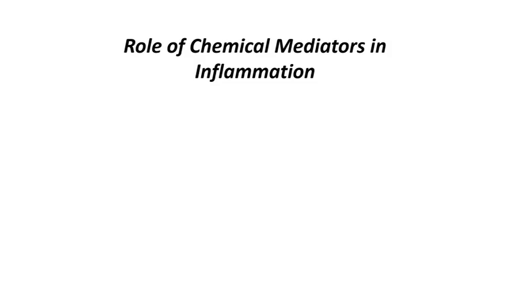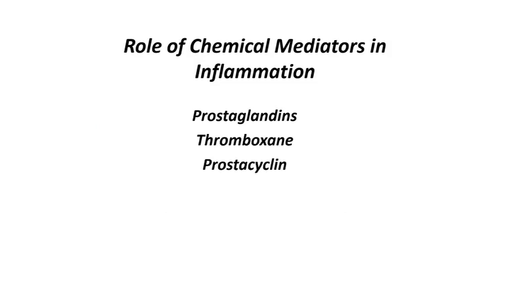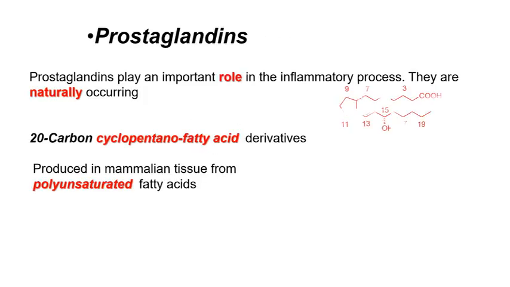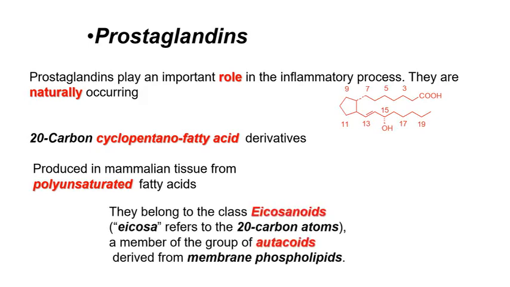Now, what is the role of chemical mediators in inflammation? Prostaglandins, thromboxane, prostacyclin, and leukotrienes are the main chemical mediators precipitated in inflammation and increasing the inflammatory process. Let's start with prostaglandins. Prostaglandins have a very important role in inflammation.